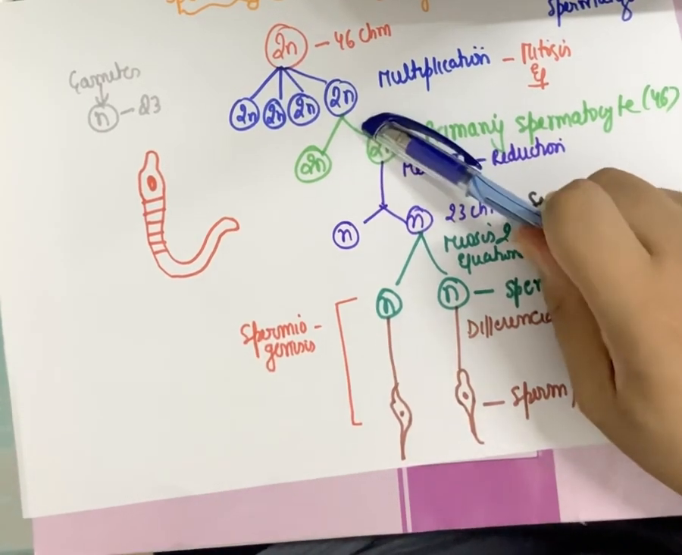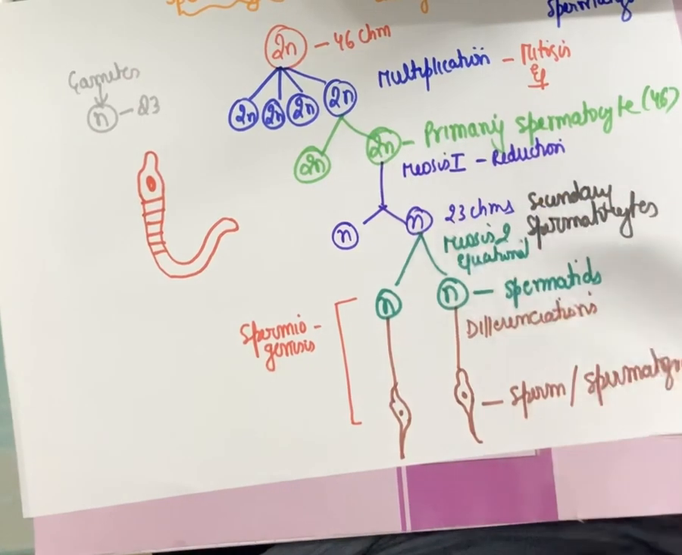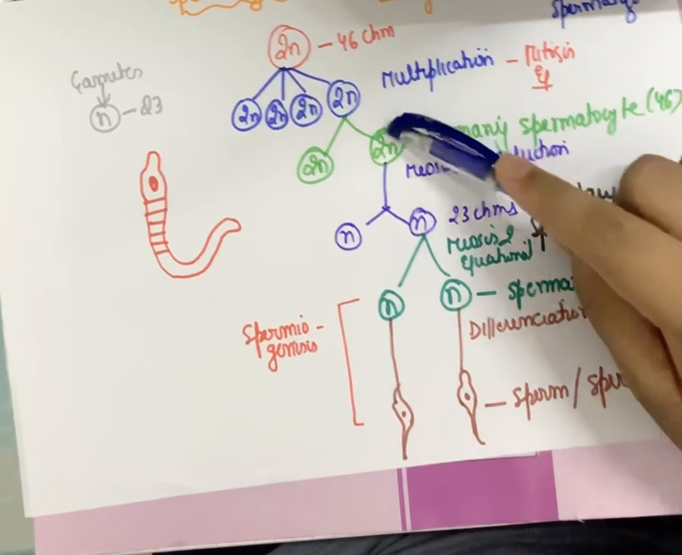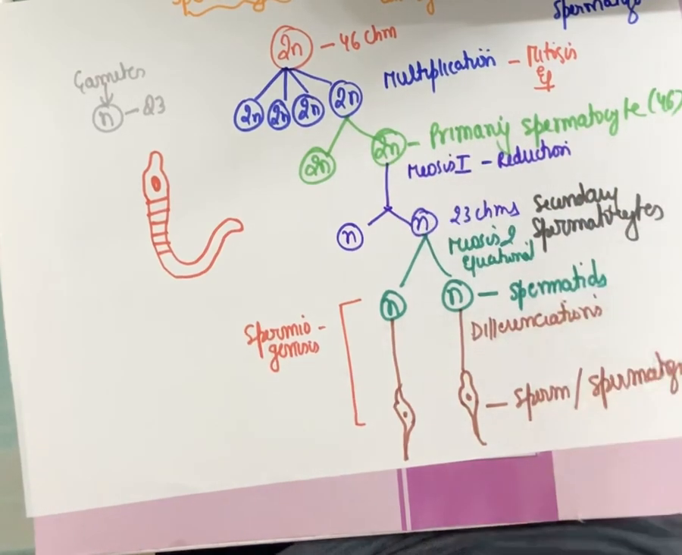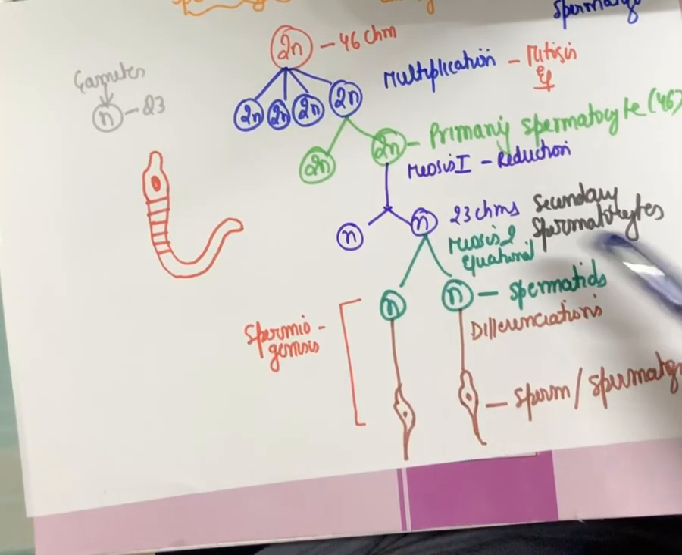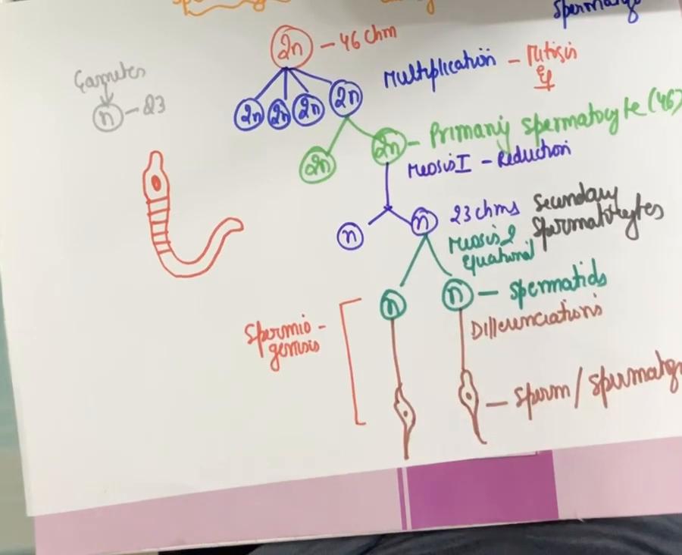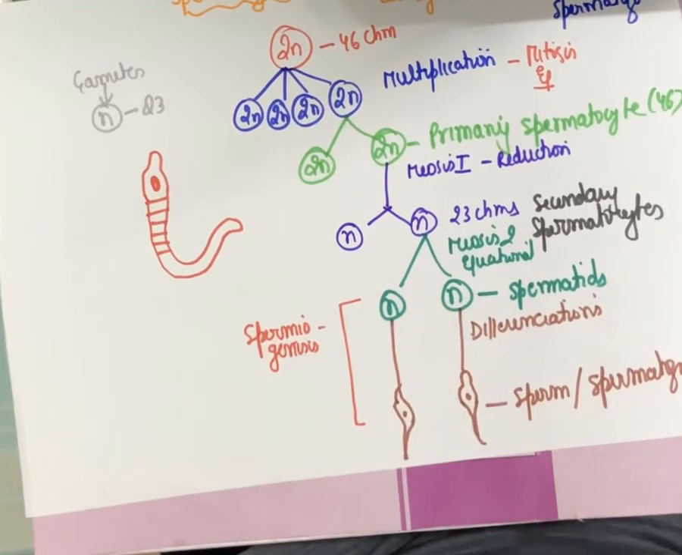Now it is this primary spermatocyte that has to undergo meiosis 1, which is the reduction division, and it reduces its chromosome number to half, which becomes n with 23 chromosomes. And this is called the secondary spermatocyte stage. Now meiosis happens in 2 cycles. Meiosis 1, which is the reduction division, and meiosis 2, which is the equational division. So now this undergoes meiosis 2, the equational division, and it forms a cell called spermatid.